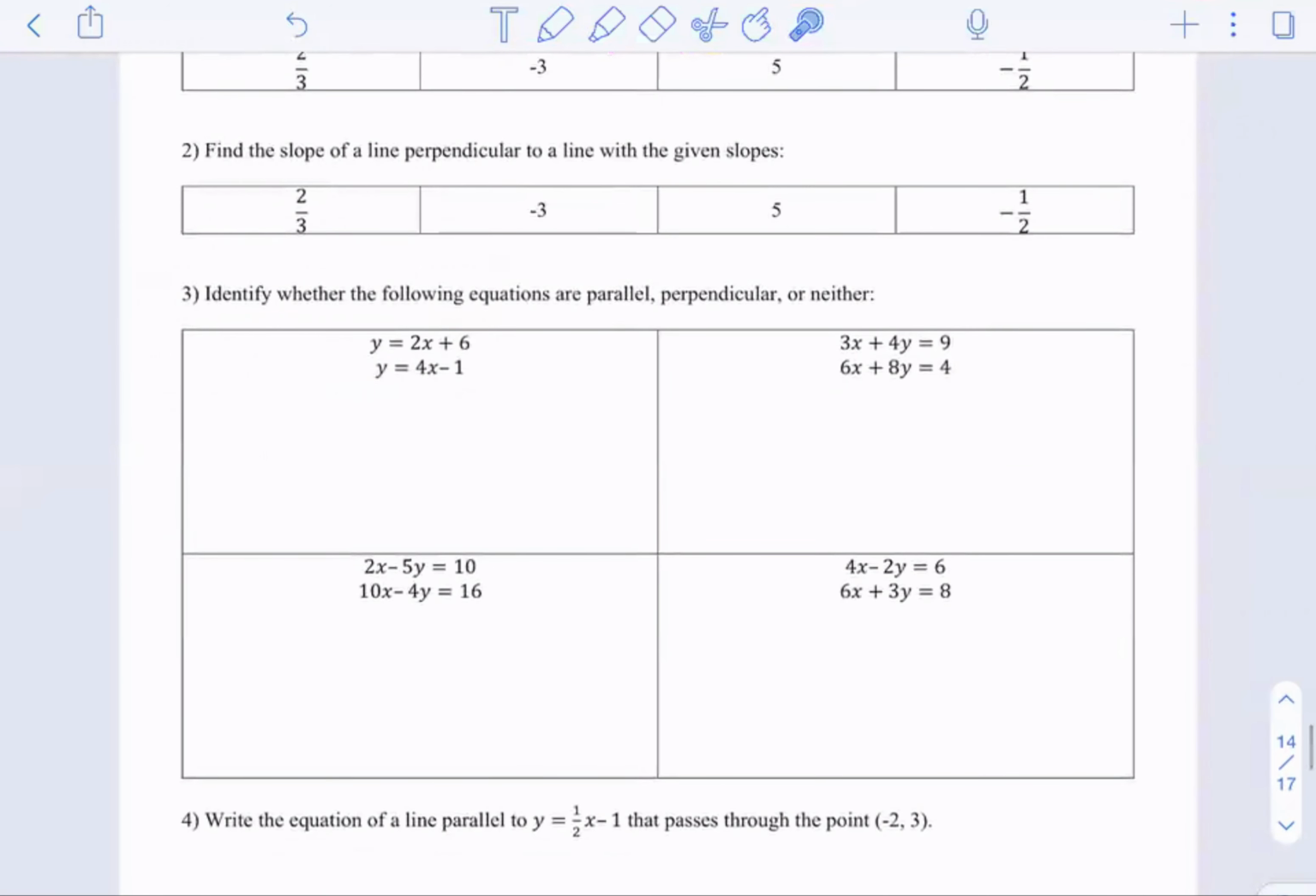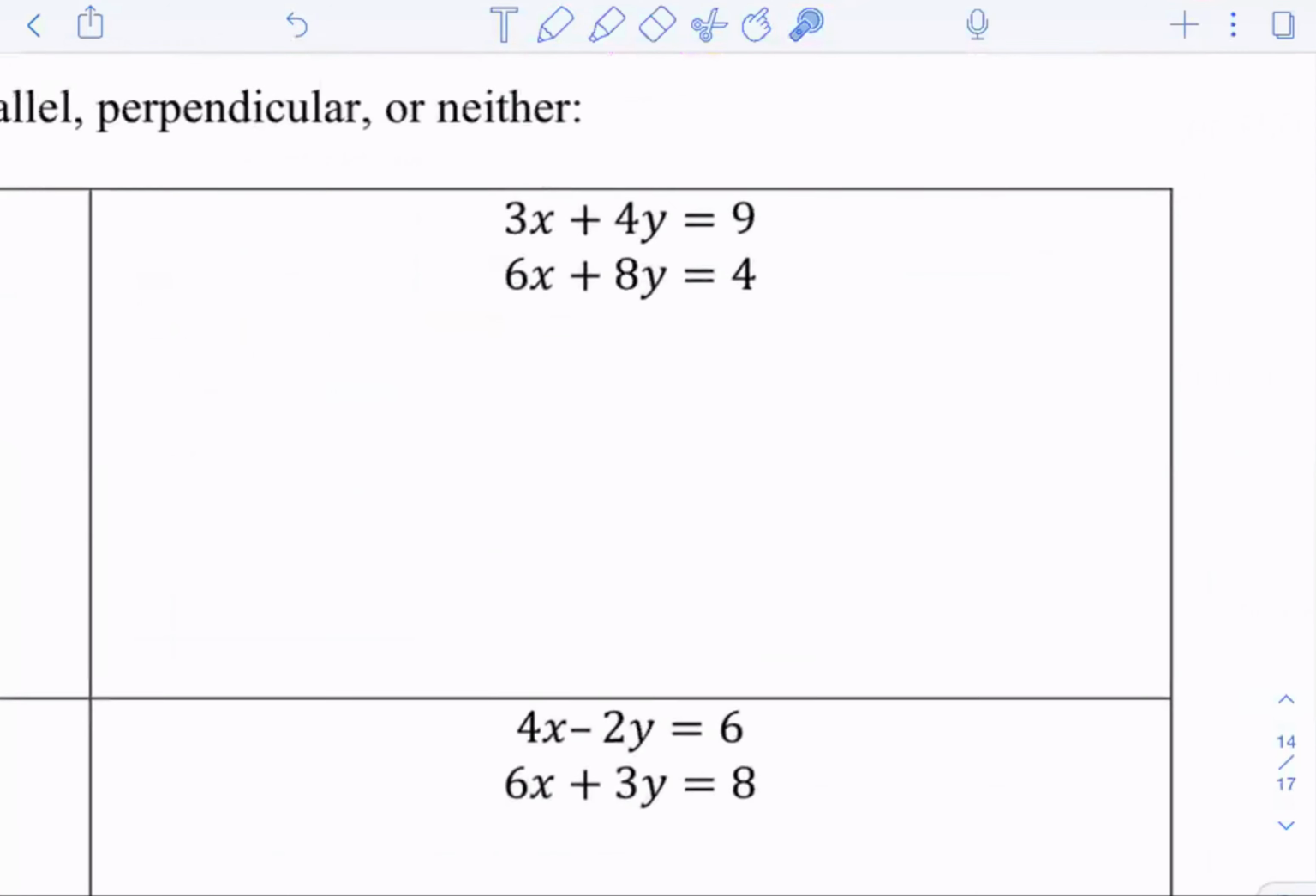Then over here, this is also some review. If I give you these two lines, are they parallel, perpendicular, or neither? So to do that, you need to compare their slopes. But take a look at these three other questions. We're actually going to take a moment to do one of them with you so that you can determine whether they are parallel, perpendicular, or neither. So, Miss Murphy, why don't you walk us through the second one? Go ahead.